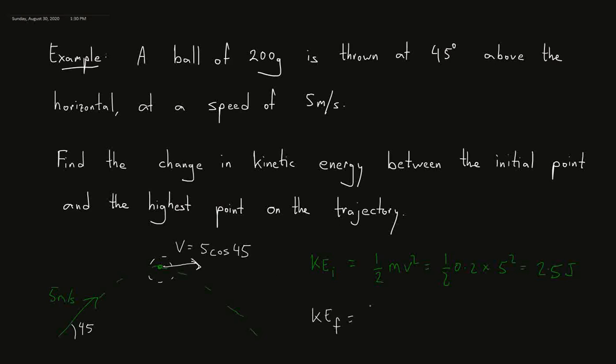So KE final, equal to half m v f square, is just half into 0.2 into 5 square into half, because cos 45 is 1 by root 2. So you have 1.25 joules, and therefore the change in kinetic energy is 2.5 minus 1.25, which is 1.25 joules.